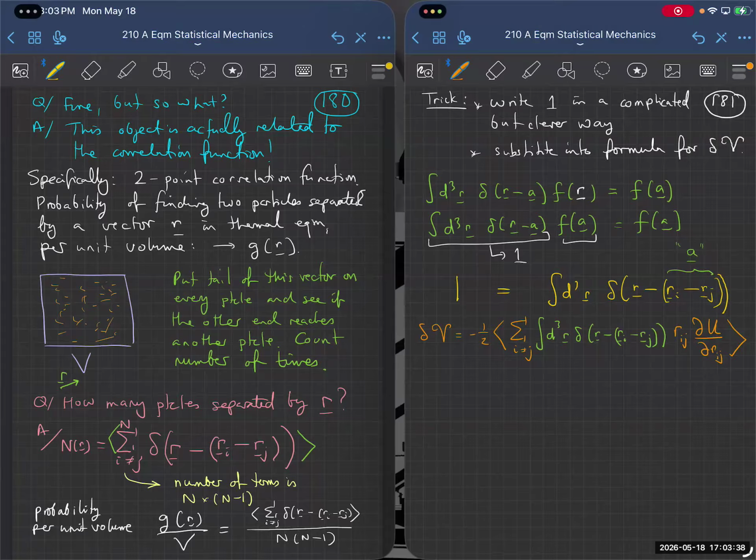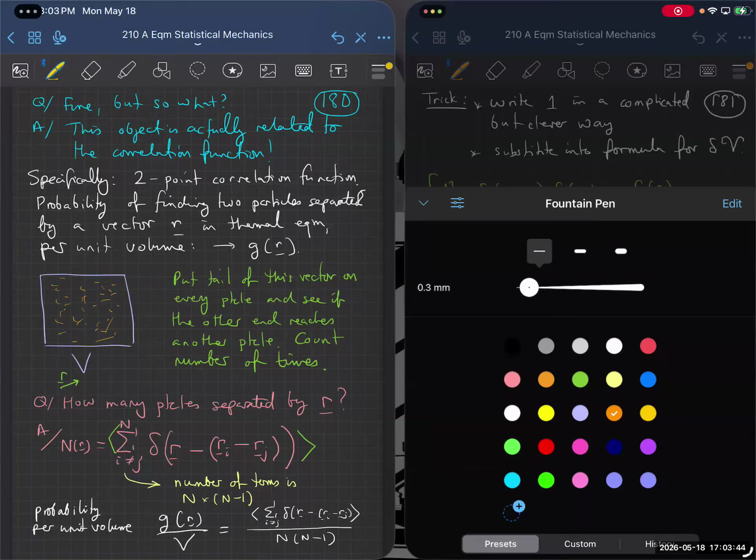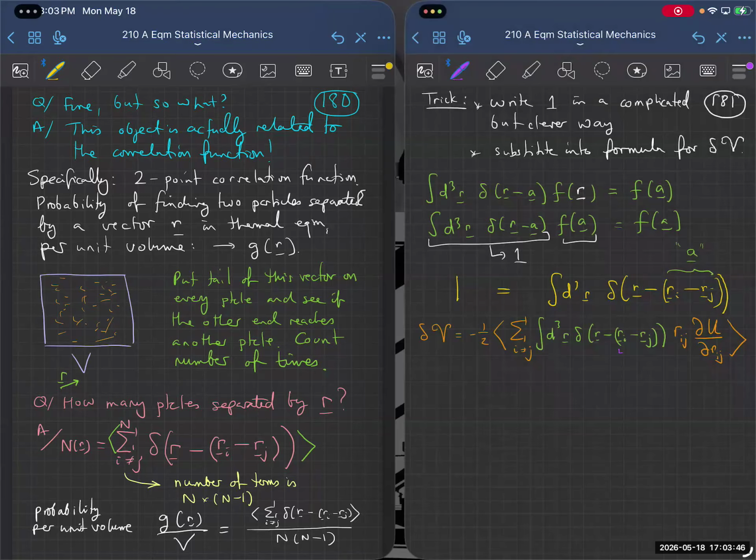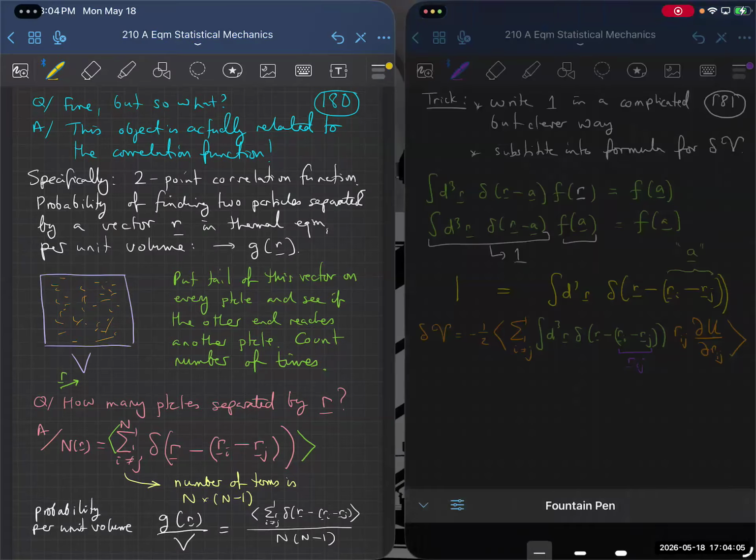And why is this nice? Because now that I have this formula, this thing over here is of course the vector rij. And because it's the vector rij, I can now replace everywhere where you see rij with r. Okay, you may say, well, why would you want to do that? So let's have a look and see what happens.